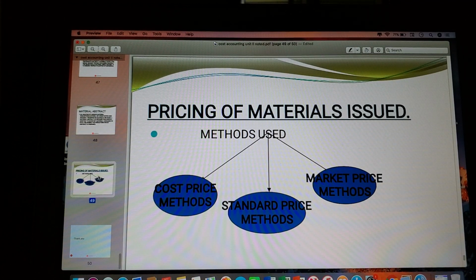Pricing of materials issued. Methods used. There are three methods used for the pricing of materials issued: cost price method, standard price method, and lastly market price method. So the three methods for pricing of materials issued are 1. Cost price method, 2. Standard price method, and 3. Market price method.